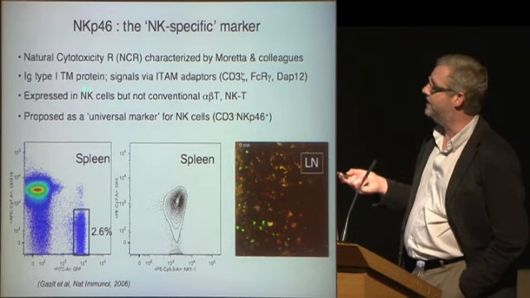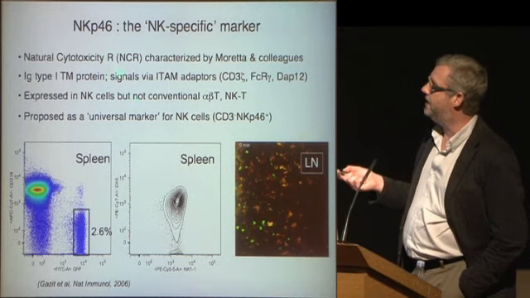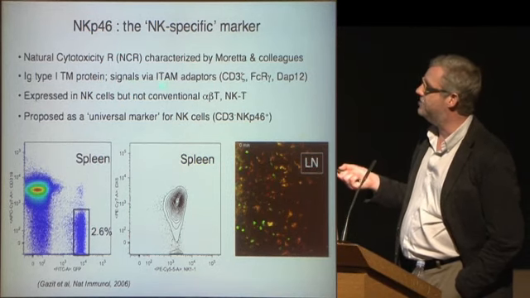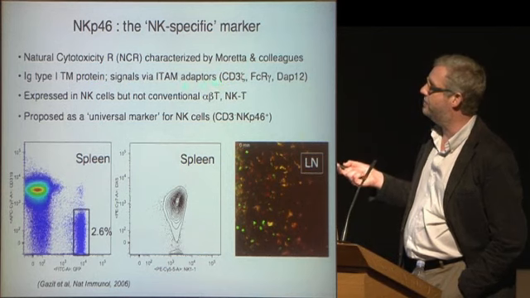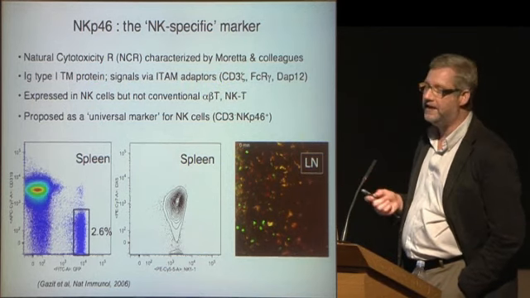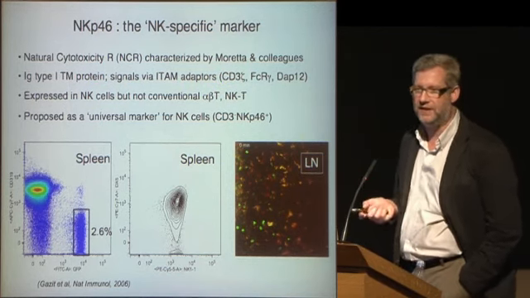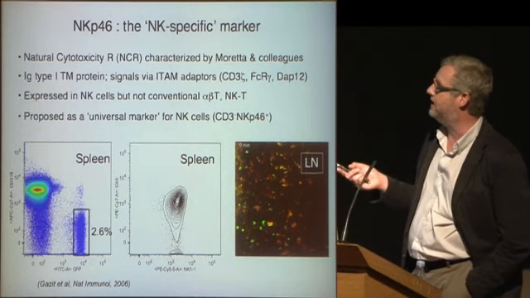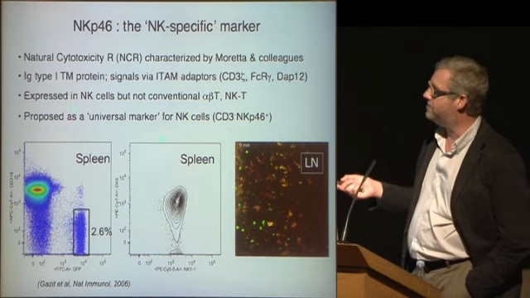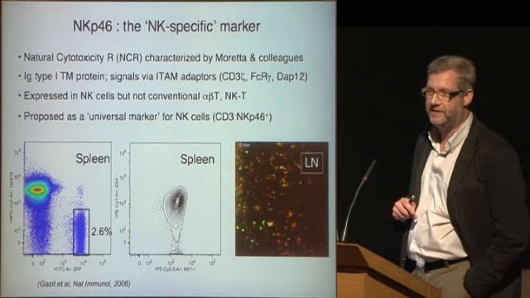It's NKp46, and it signals for activation of NK cells through ITAM-coupled receptors. It's highly NK specific. It's not expressed in NK T cells or in conventional alpha-beta T cells, and as such it's been proposed as a marker for NK cells.